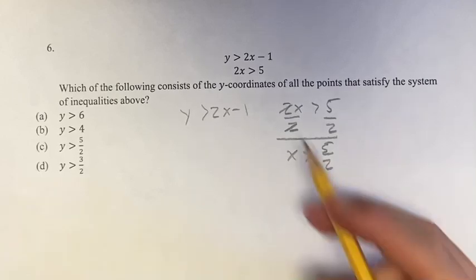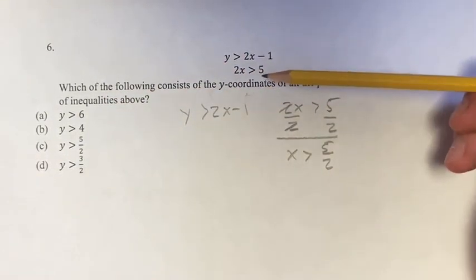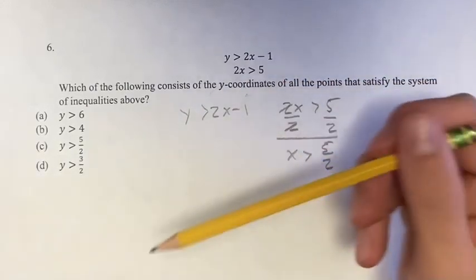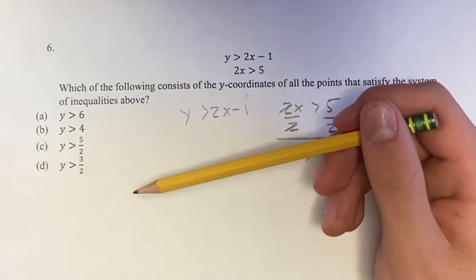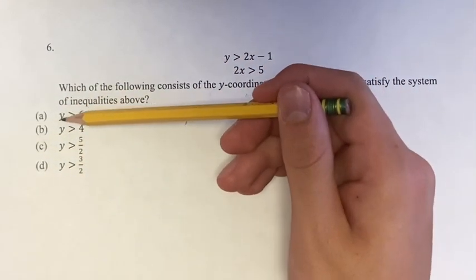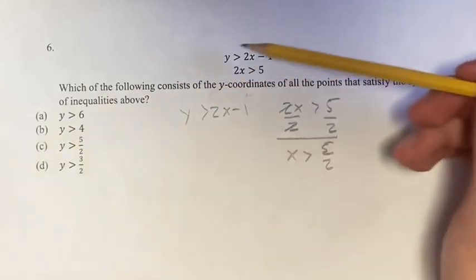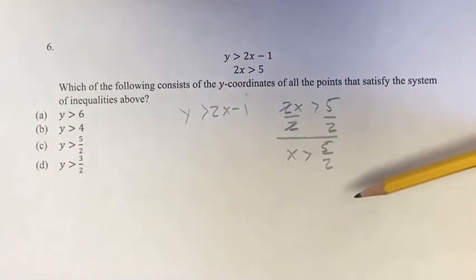And we're asked, which of the following consists of the y-coordinates of all the points that satisfy the system of inequalities? So what is the range of y's? Is it y can be greater than 6 and this inequality will be true? Y is greater than 4 and this inequality will be true, and so on.